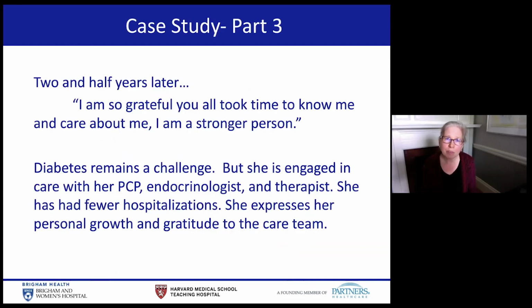And I'm going to end with our case study. So she still has challenges with health, but has been able to engage in her care with a primary care doctor, also with specialists and with a therapist. And so she is starting to see progress in her own health, into mitigating some of those adverse effects that she has experienced stemming from the trauma that she has endured throughout her life.